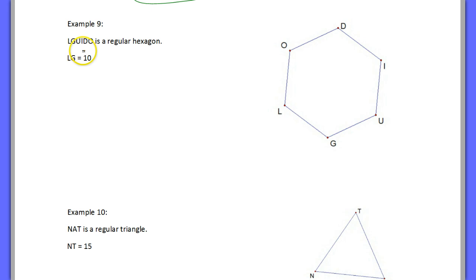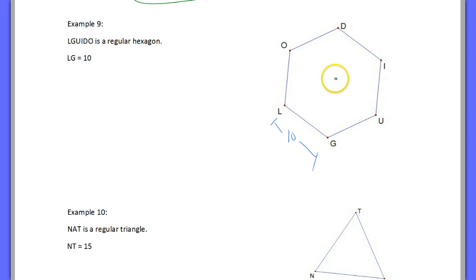All right, example 9. LGUIDO is a regular hexagon. LG is equal to 10. And our goal in this problem is to find the area of that regular hexagon. We're not going to look at specific formulas for any shapes that have more than 4 sides. So pentagon, hexagon, heptagon, whatever bigger than that, we're going to do it in the same process.